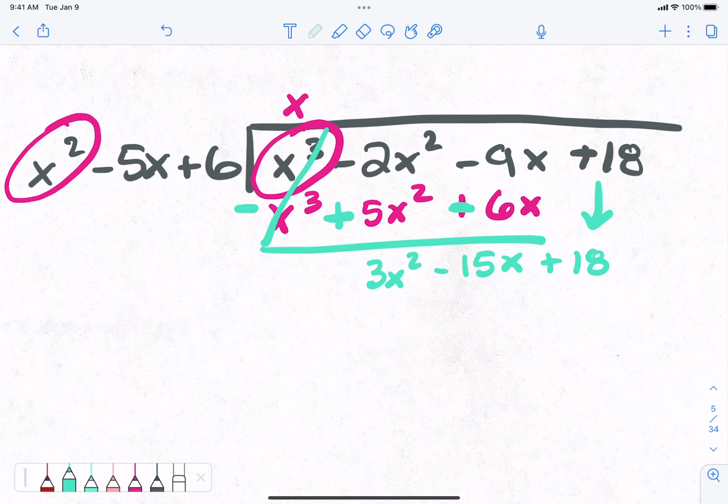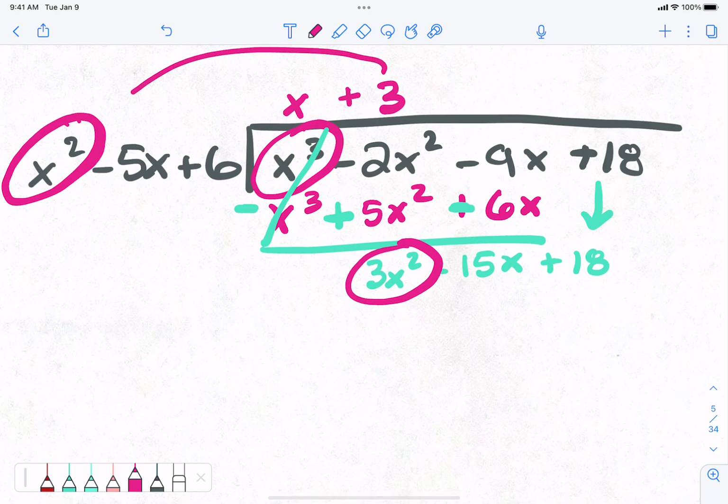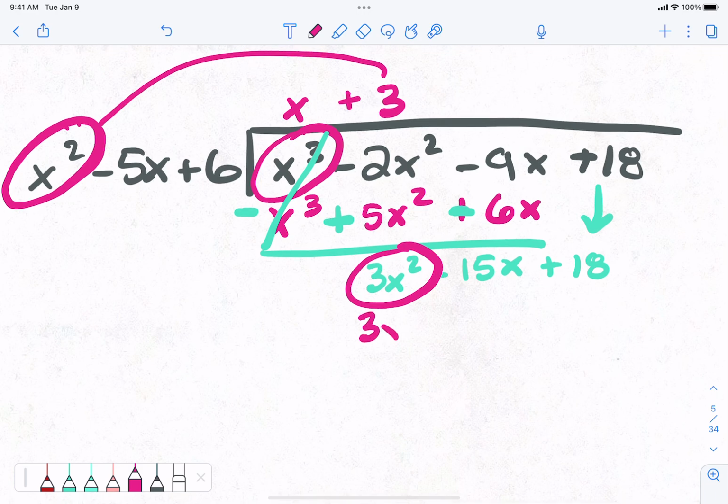So here we go. Starting over. What do you take times x squared to get 3x squared? 3? Does he need an x? He does? No. I think he just needs 3. And it's a positive 3. Then we multiply back through. 3 times x squared is 3x squared. Okay, what about 3 times negative 5x?